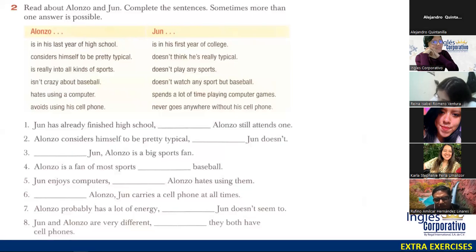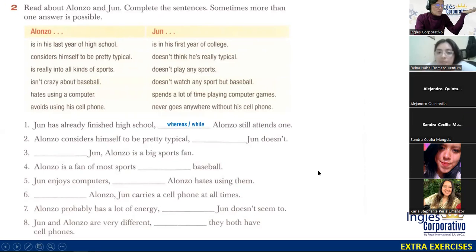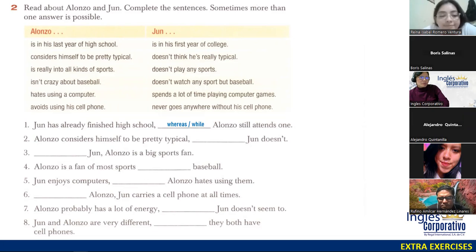John has already finished high school while Alonso still attends one. Very good. Exactly, right? Now here we have two different options, right? We can say while or we can say whereas, right? John has already finished high school, whereas or while Alonso still attends one. Muy bien. What about number two? Volunteer for number two? Reina, please, y Boris me ayuda con number three.